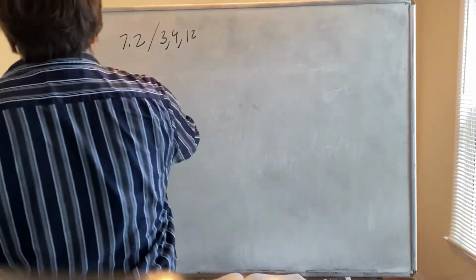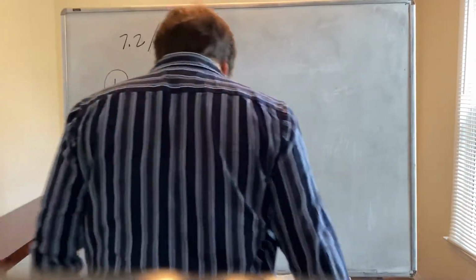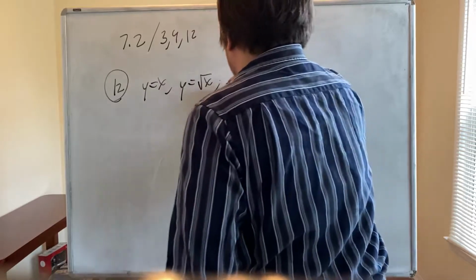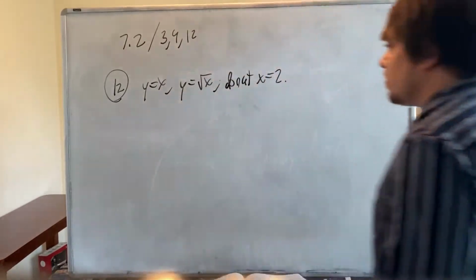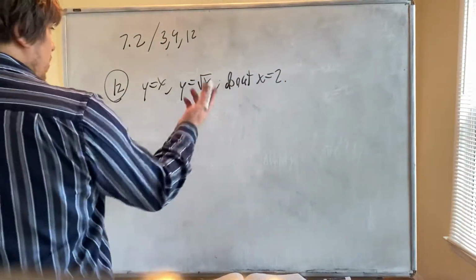Okay, so number 12 in 7.2. y equals x, y equals the square root of x, about x equals 10. Okay, so what's the region bounded by those two graphs rotated about x equals 2?